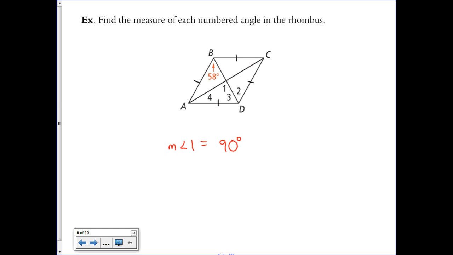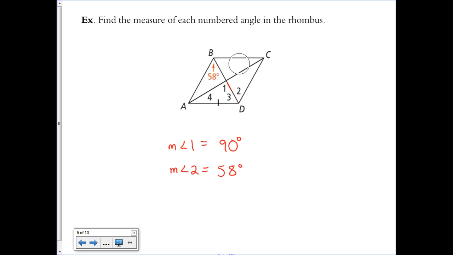Because of alternate interior angles, I know that these 2 lines are parallel, right? Because it's a parallelogram. And this could be considered a transversal. So because of that, I know this 58-degree angle must be the same as angle 2. Those are called alternate interior angles. So the measure of angle 2 is also 58 degrees.